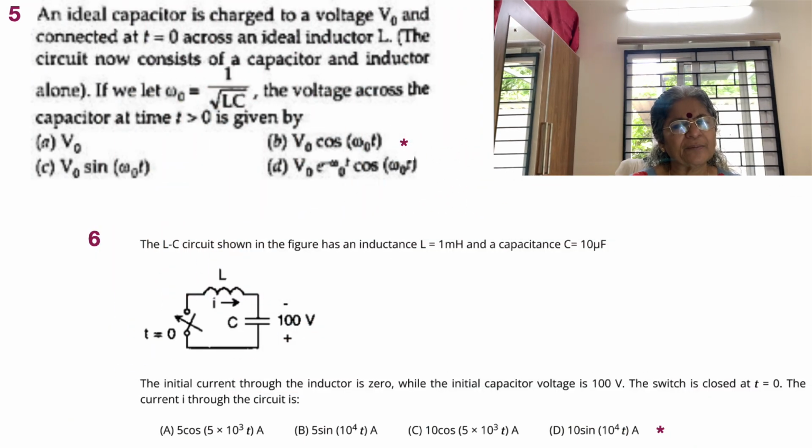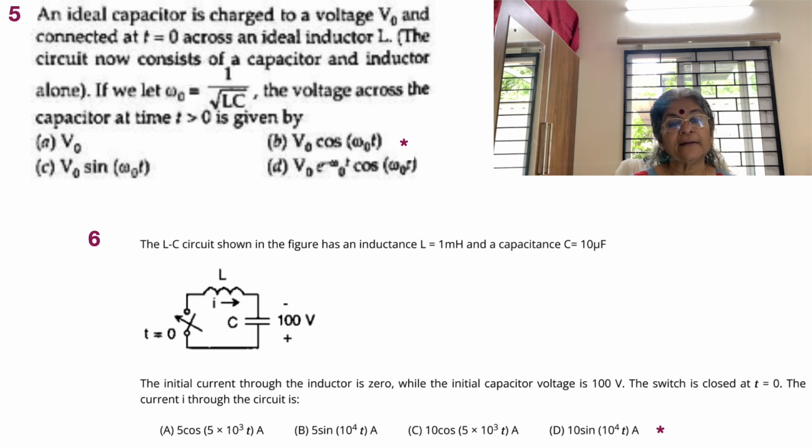A similar concept is now examined perhaps in the next question, which is 5. An ideal capacitor is charged to a voltage V0, just as we saw here, and connected at t equal to 0 across an ideal inductor.